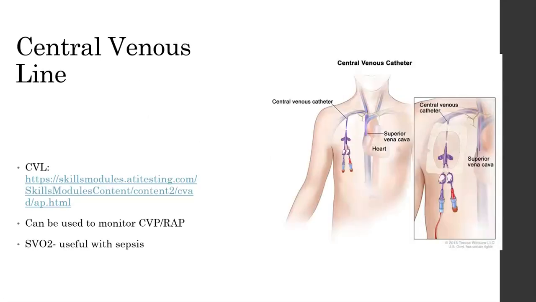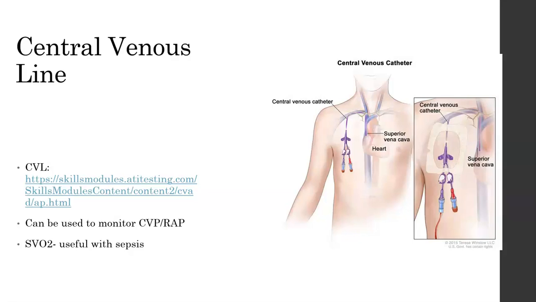All right, CVLs. So I know a lot of you guys have seen central lines in the hospital already, especially PICC lines and stuff. These can be used to monitor our CVP or our right atrial pressure, that RAP, CVP or RAP. It can also be used in helping to monitor SVO2, which is really helpful with sepsis. SVO2 is venous oxygen saturation, that venous oxygen return that's bound to hemoglobin.